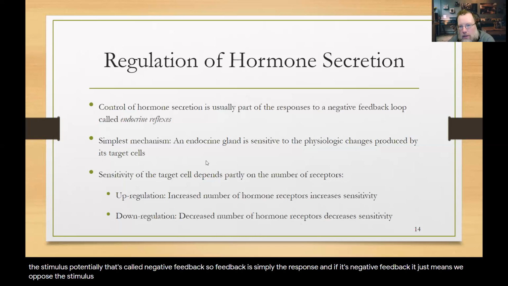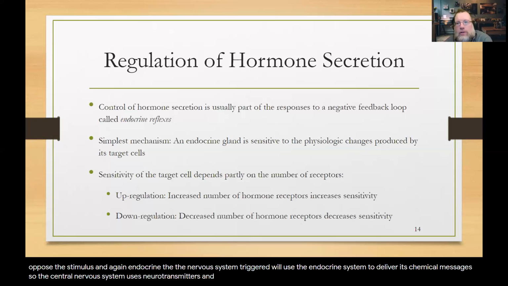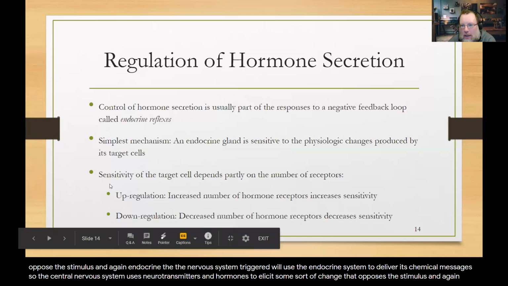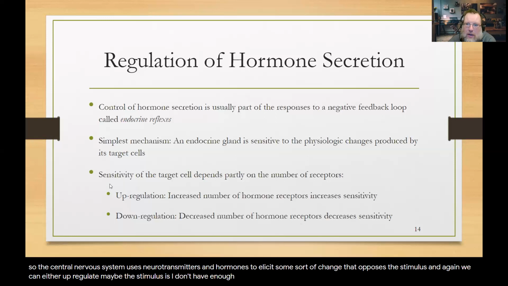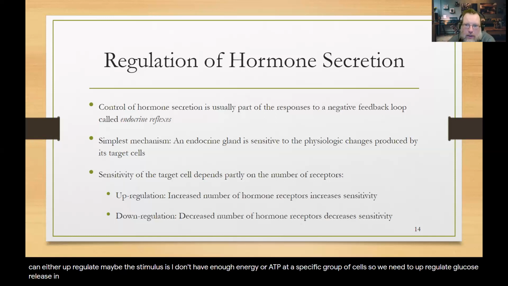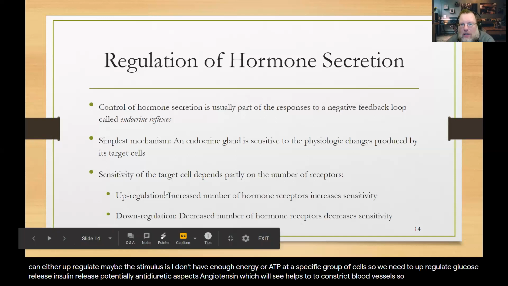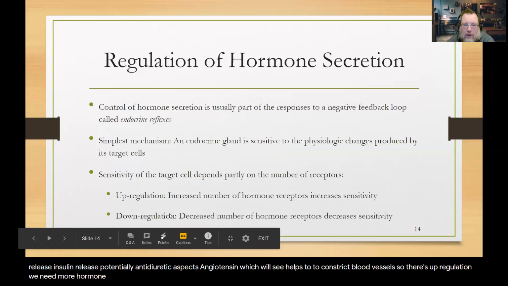And again, the nervous system, once triggered, will use the endocrine system to deliver its chemical messages. So the central nervous system uses neurotransmitters and hormones to elicit some sort of change that opposes the stimulus. And again, we can upregulate. Maybe the stimulus is, I don't have enough energy or ATP in a specific group of cells, so we need to upregulate glucose release, insulin release, potentially antidiuretic aspects, angiotensin, which we'll see helps to constrict blood vessels. So there's upregulation. We need more hormone activity.